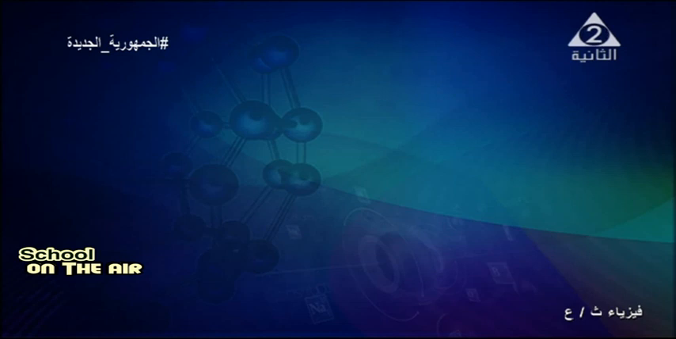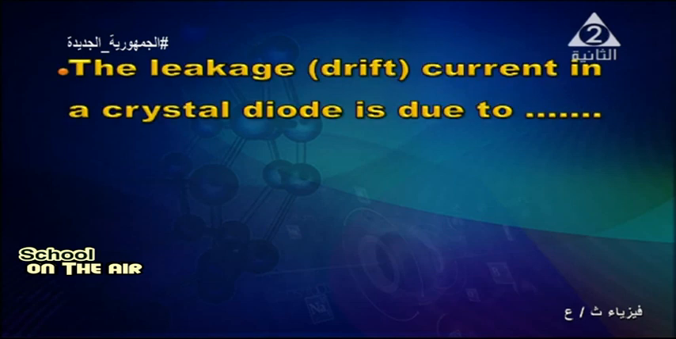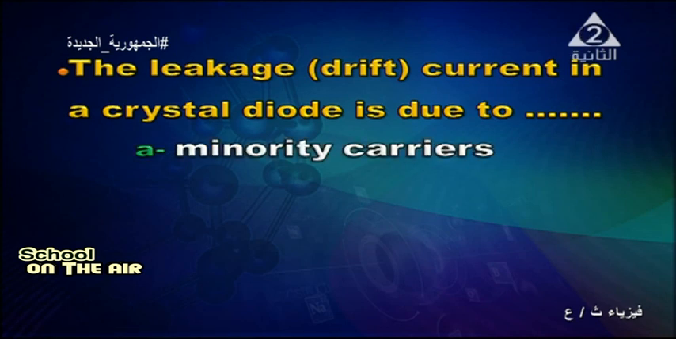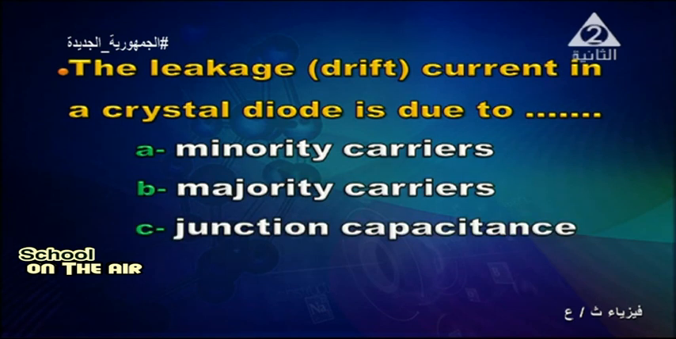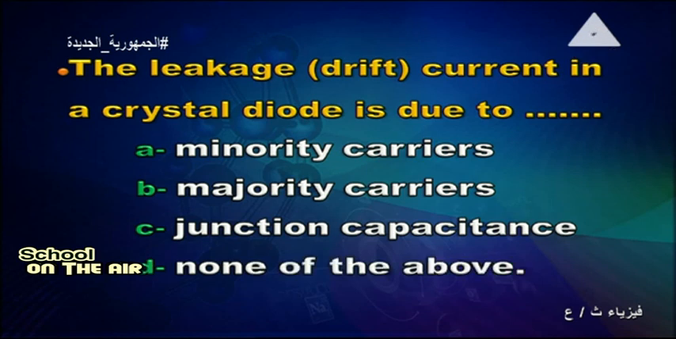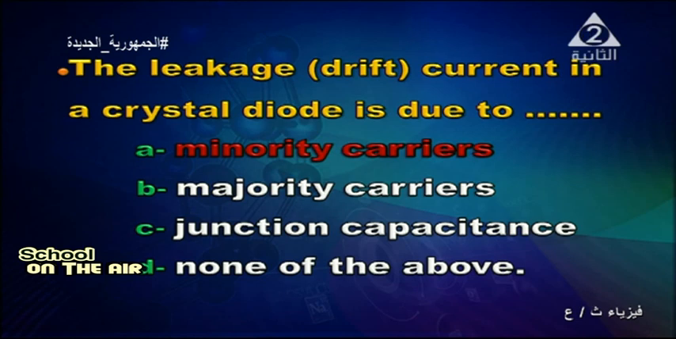Another choice. The leakage, the drift current, the drift current in a crystal diode is due to minority charge carriers, majority charge carriers, or junction capacitance, or none of the above. Yes, drift current is due to minority charge carriers.